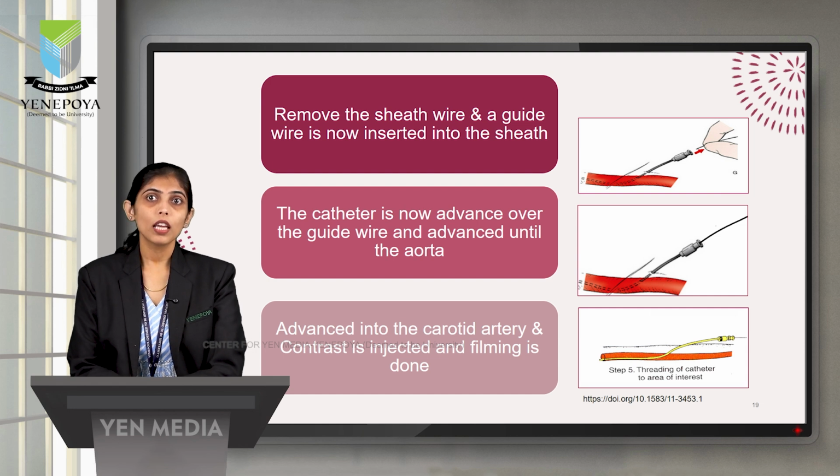Once the guide wire is in place in the artery, the sheath would be removed, and then we will place our catheter over it. Now this catheter would be advanced into the carotid artery, and then contrast injection is given and the further filming is done.